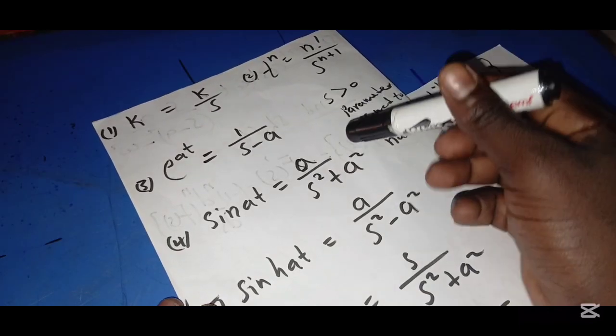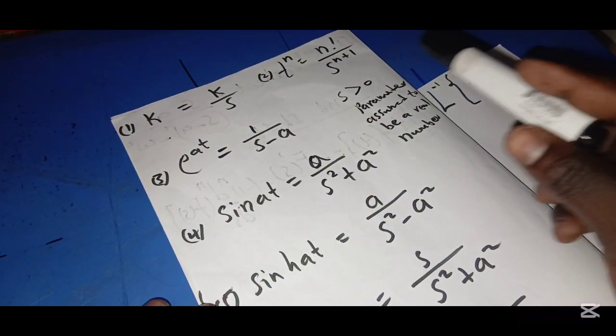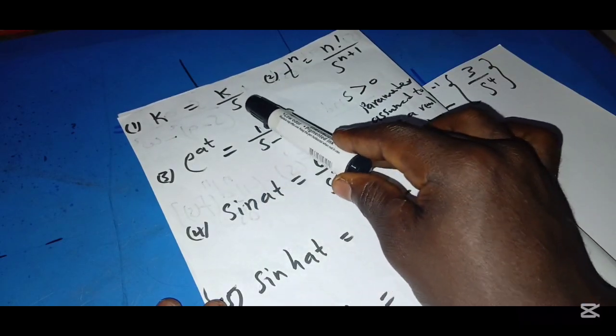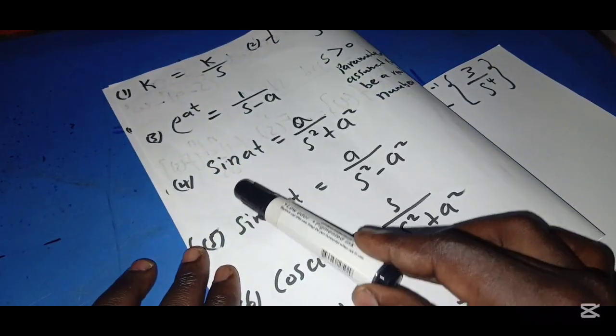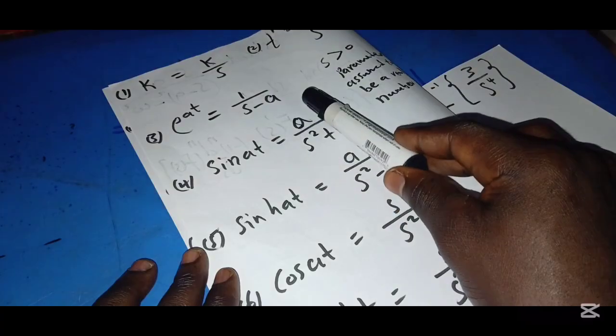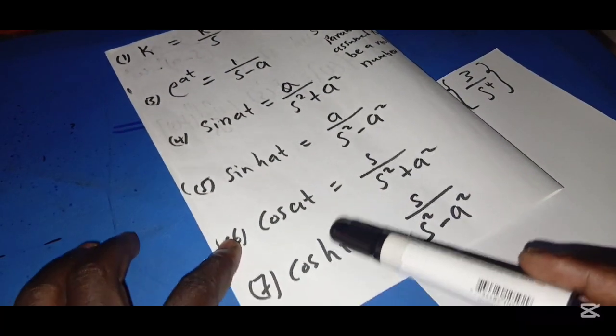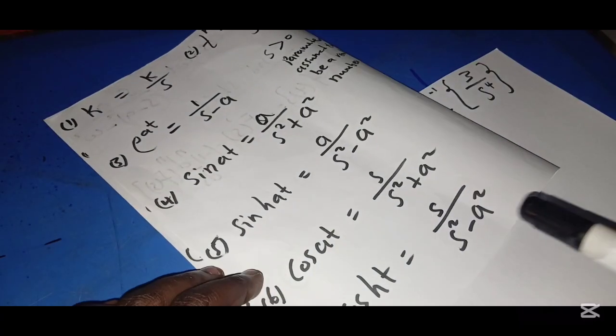So these are the elementary Laplace transforms. The Laplace transform of any constant k equals that constant over s, e to the power at is 1 over s minus a, sine at equals a over s squared plus a squared. There is a need for us to know these very well so that we'll be able to do inverse Laplace transforms with ease. But I'll try my best to give you some shortcuts to work with in this video.